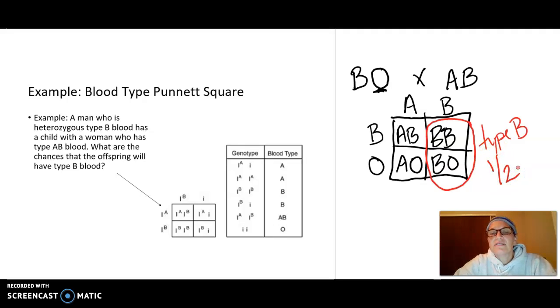Now notice this AB is codominant, and so they will actually express A and B, both of them together, just like when I mix the blue and the yellow, both are expressed in the offspring.